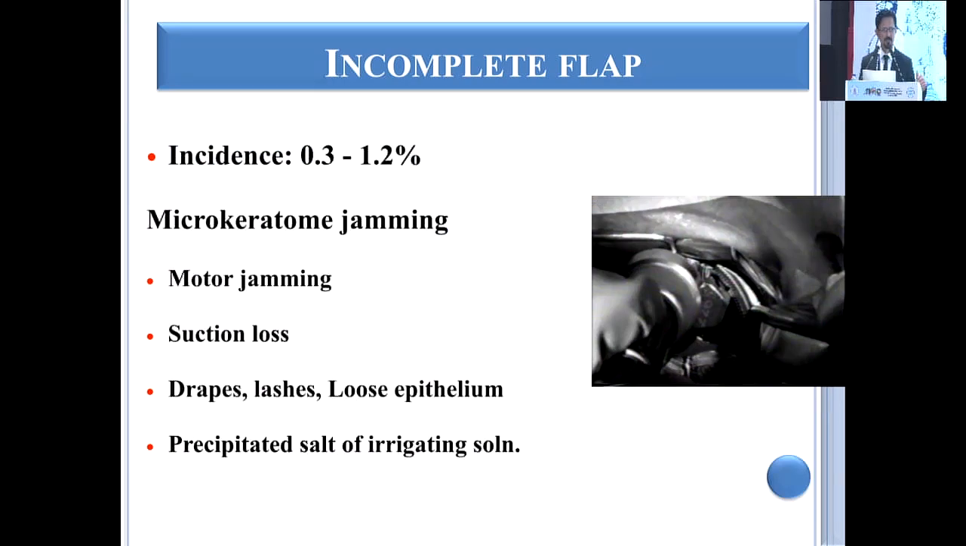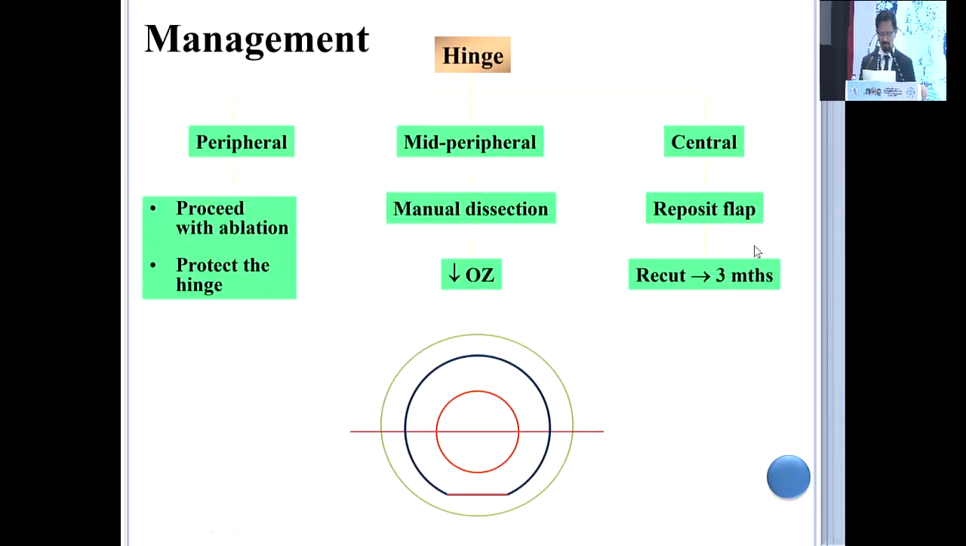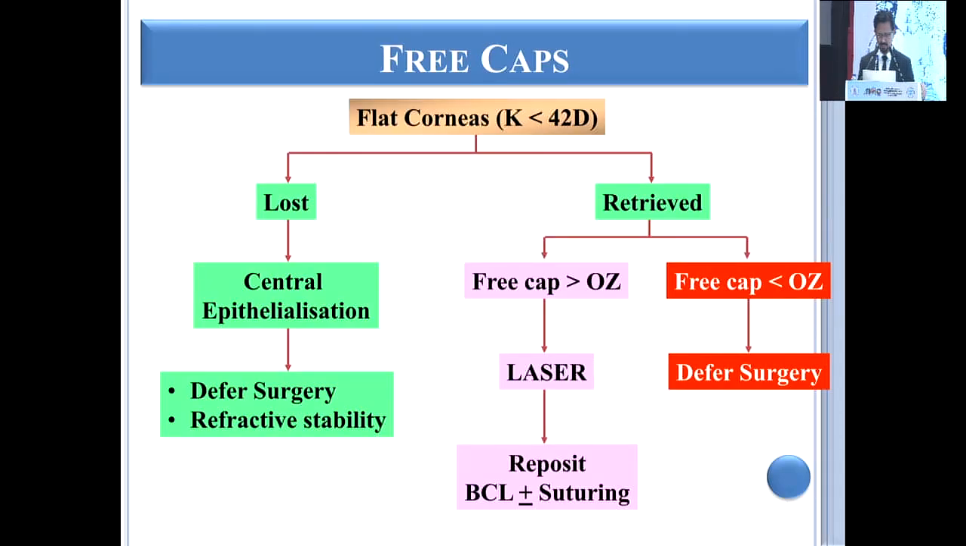And sometimes you can have incomplete flap. Now, because of motor jamming, suction loss, drapes, etc. So if you have a flap which is incomplete, maybe somewhere here, you can do a dissection and go ahead. But if it's bisecting the pupil or lesser than that, then it's better to avoid and reposit the flap and do surface ablation at a later date, or maybe you can recut at a later date.